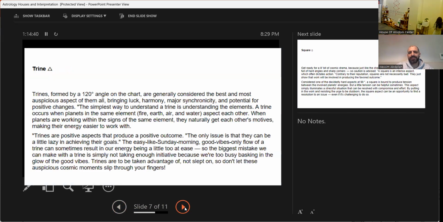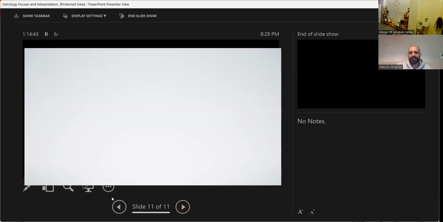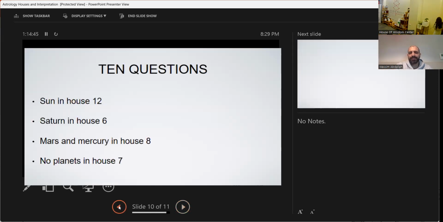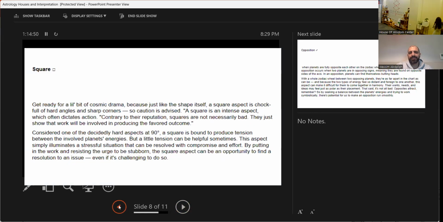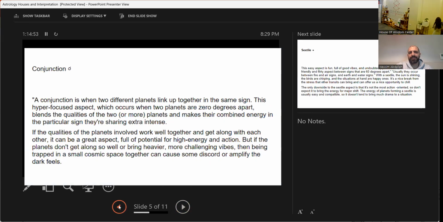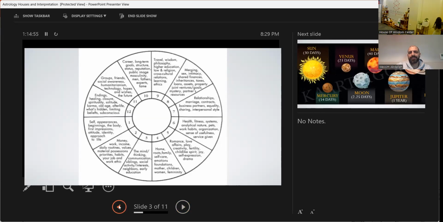All right. Let's look at now. This is getting harder. Mars and Mercury in house 8. I didn't give you how they are aligned. I'm just telling you that they're in house 8. Mars, Mercury. House 8 is mergers, sex, intimacy, shared finances, inheritance, taxes, loans, assets, property, joint ventures, goals, mystery partners, and resources. Mars and Mercury.